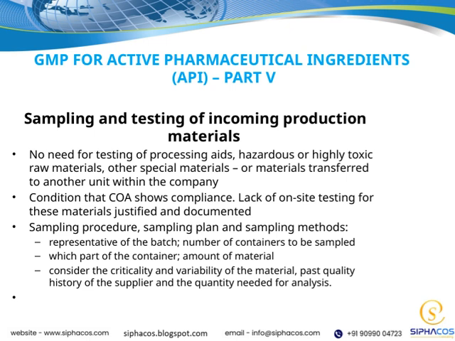This process underscores the importance of a well-structured sampling plan to support good manufacturing practices for active pharmaceutical ingredients, or APIs. By doing so, we help ensure that every batch meets the required quality standards before it goes into production.